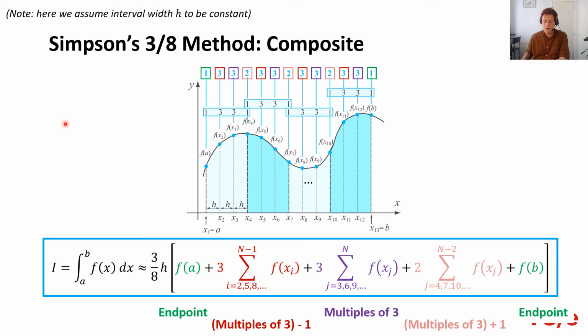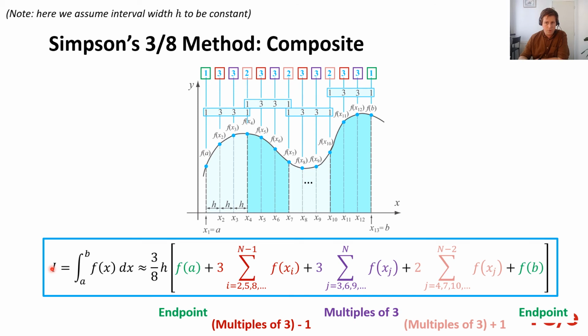And that's what happens here. So you see indeed that these endpoints, as indicated here in green, come by once. The multiples of 3 minus 1, so the indices to the left of multiples of 3, will be added 3 times, as indicated here by this deep red. The purple ones are multiples of 3, and the pink ones are multiples of 3 plus 1. And those are added twice. And so then you can see that this really makes sense. By grouping these terms, we can make this summation a lot more concise, and it's much easier to implement something like that into MATLAB.